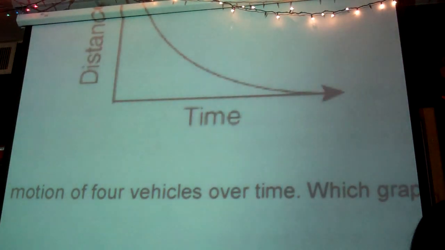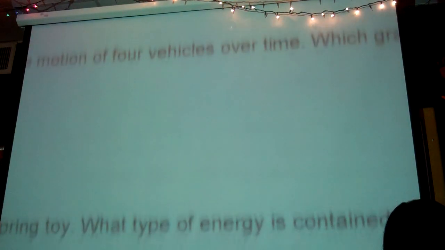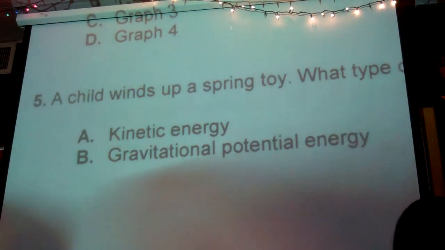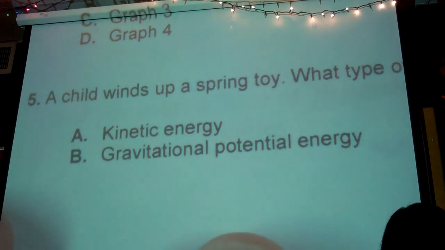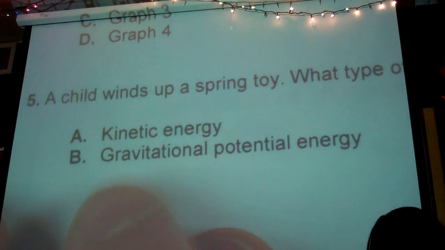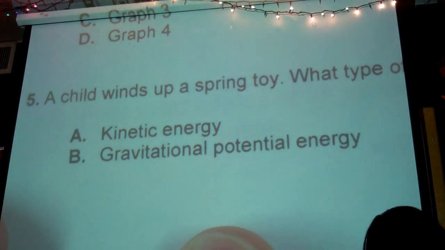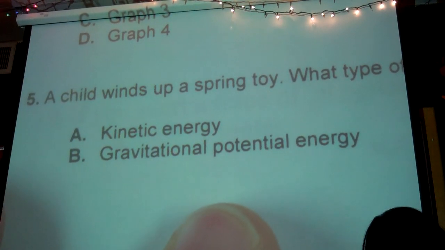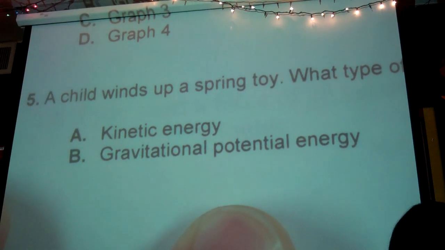So, for number 5, in order to increase gravitational potential energy, I have to bring it higher or add mass. That's what you're writing. In order to increase gravitational potential energy, I lift it higher or I add mass. Either one of those will increase the potential energy.